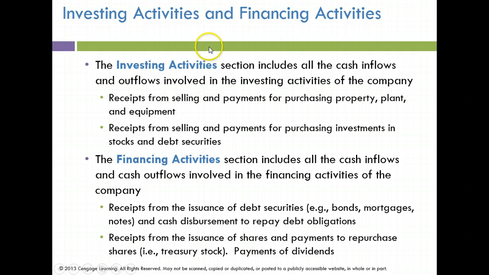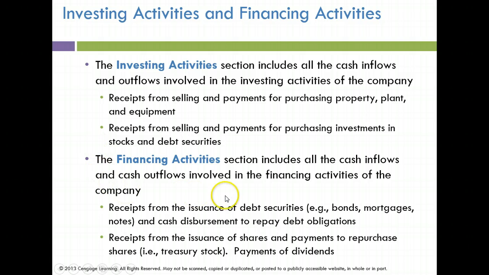The investing activities shows the money coming in and out as it relates to the investing activities of the company. Selling and purchasing property, plant, and equipment. And then the receipts from selling and paying for various investments. Sometimes companies will have excess money and they'll go and buy some short-term held securities or some investments so they can just make better money on their money, a better return.